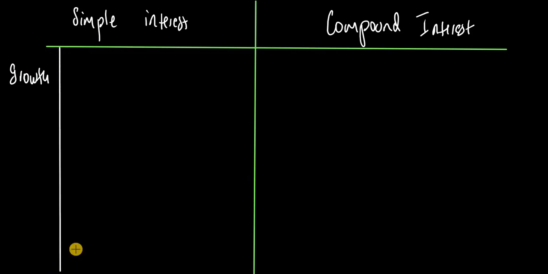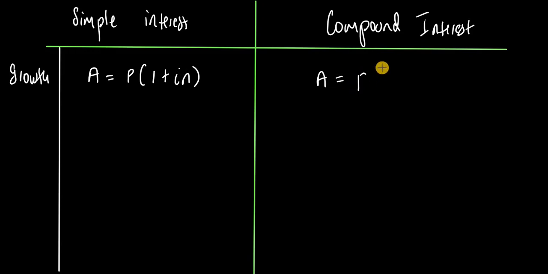If you are looking at growth, if you want to get the accumulated amount after a certain period of time, you use the formula A = P(1 + in). And then for compound interest, we use A = P(1 + i)^n. So these two formulas are what you use if you want to find the amount of money you have after a certain time, right?